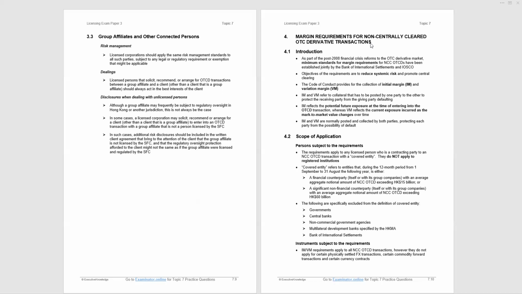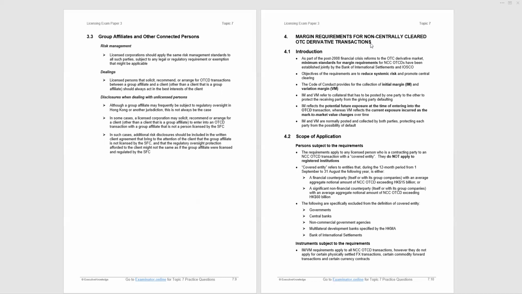In other words, you're going to enter into an OTCD position, which you don't settle until the future, but you're going to pay good faith deposits through an initial margin so that if the other party does default, then you're covered. Initial margin reflects the potential future exposure at the time of entering into the OTCD transaction. So the exposure that exists now, you're going to cover in its entirety, whereas variation margin reflects the current exposure incurred as the mark-to-market value changes over time.